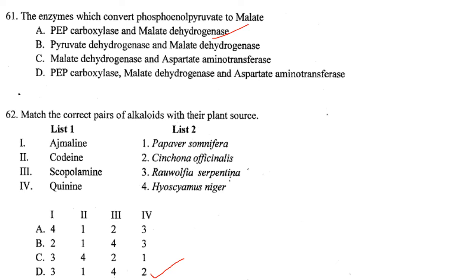So ajmalicine is Rauwolfia serpentina. Then codeine is Papaver somniferum. Scopolamine is Hyoscyamus niger, and quinine is Cinchona officinalis. So the answer is option D. That is 1, 3, 2, 1, 3, 4 and 4, 2.